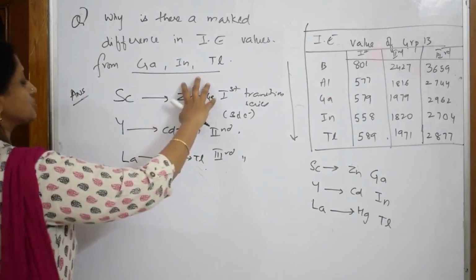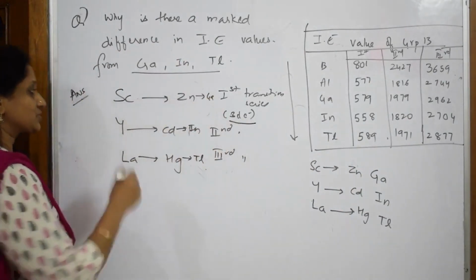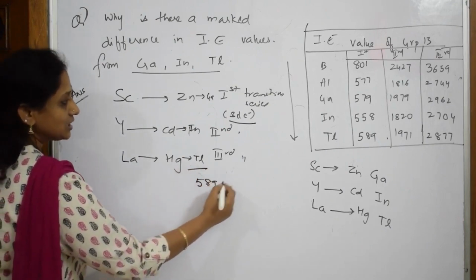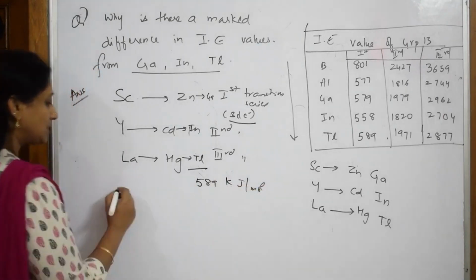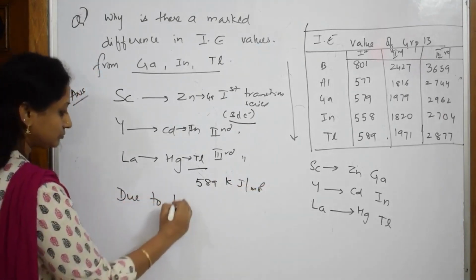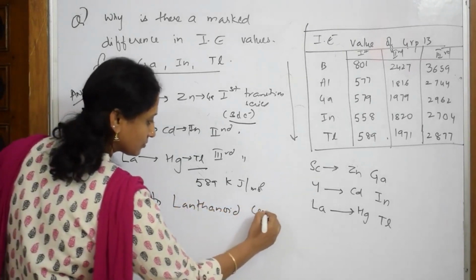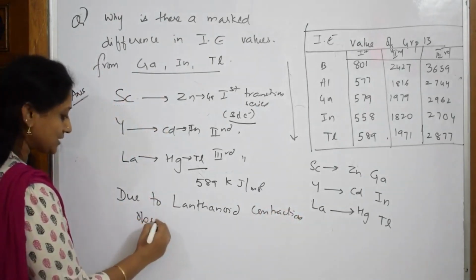So here you should just write the first reason, that because of the filling of 3D electrons, first reason. Second reason would be tellurium has higher energy, that is 589 kilojoules per mole. Why? Due to lanthanide contraction observed. So what actually is lanthanide contraction?